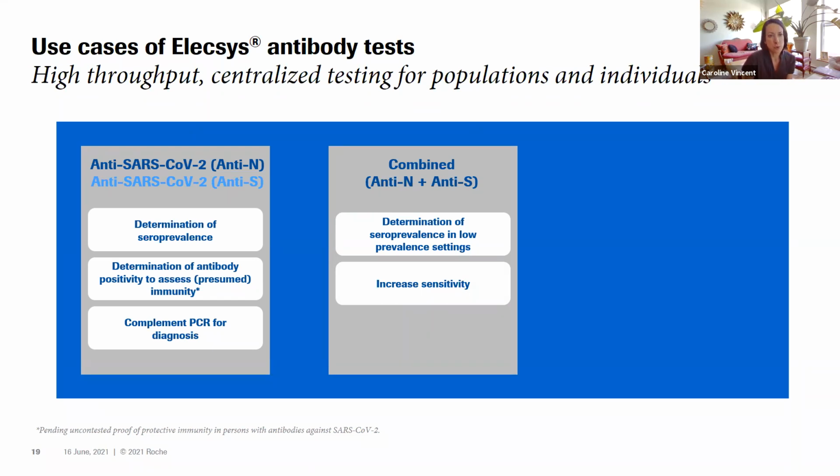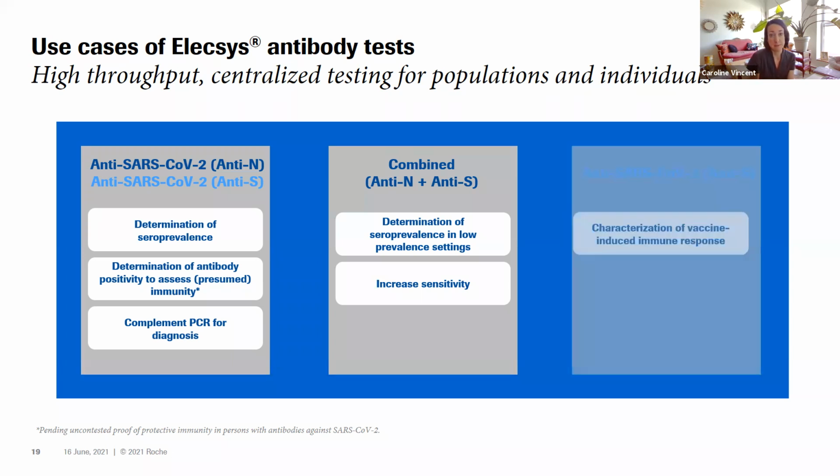We could also use both assays together on the same patient in order to increase sensitivity. There have been a few reports of individuals in whom we were detecting only anti-N or anti-S antibodies. I don't know if it's because one of the two antibody types was just too low to be detected, or if it's really the immune response that was specific to one antigen versus the other. But this could be used as a means to increase sensitivity.